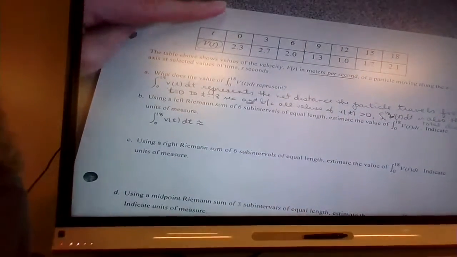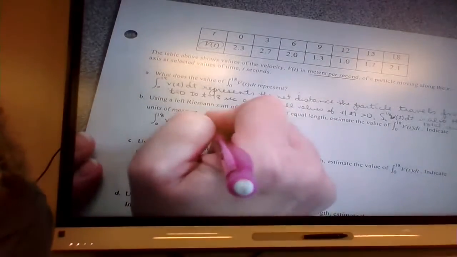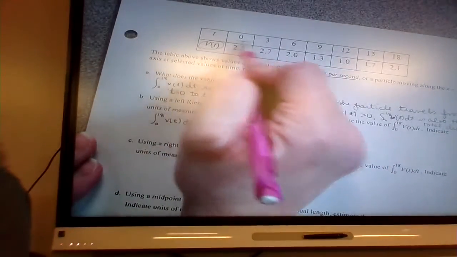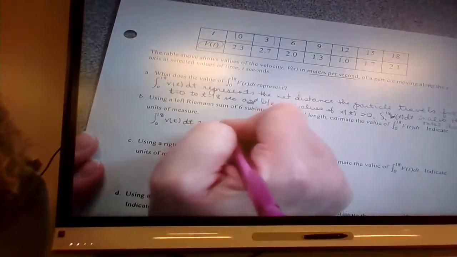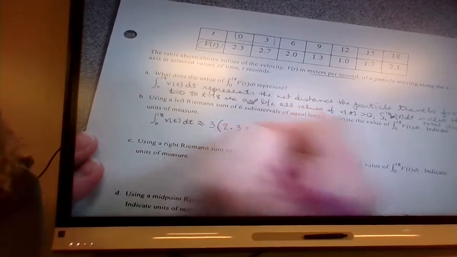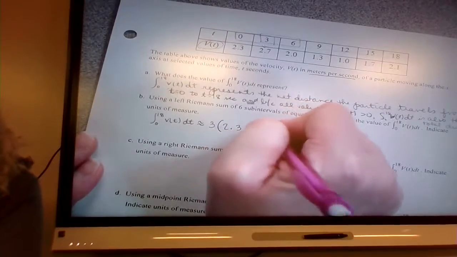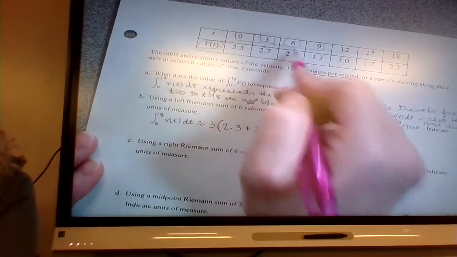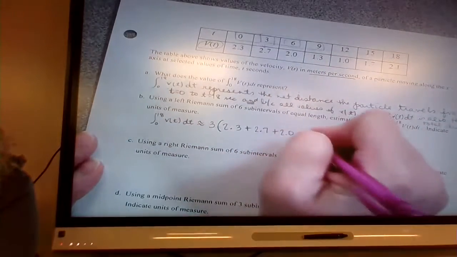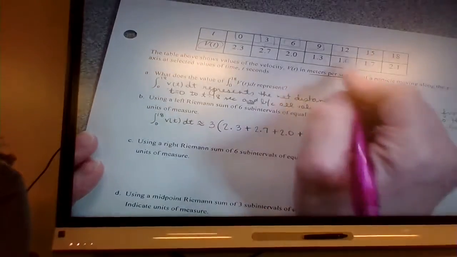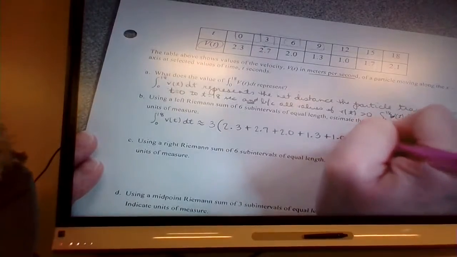Okay, so they're going to be 3 apart. Each one's going to be 3 apart. And it's going to be what's on the left. So that would be 3 times, so I'm going to use this one. That's my first one. And on the left, that's 2.3. Plus, then this one, and on the left is 2.7. Plus, here, and that's 2.0. Plus, the next one would be 1.3. Plus, the next one would be 1.0 plus 1.7.